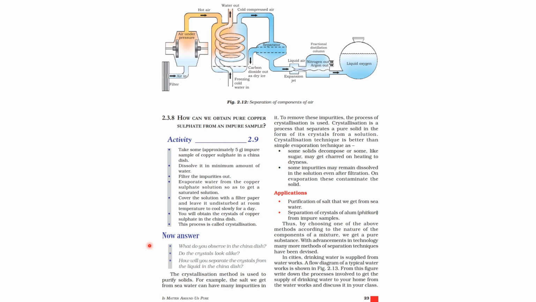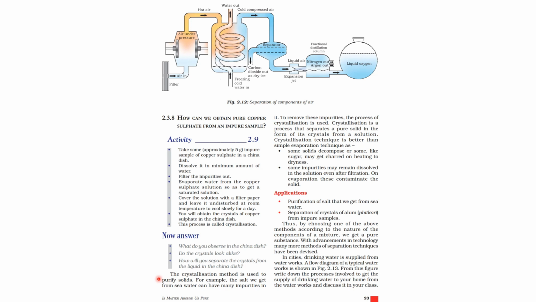Let us conclude. A hot and concentrated solution of any pure substance forms crystals on cooling gradually. The result: pure crystals of copper sulfate are separated from the mother liquor. These crystals are then dried between the folds of a filter paper or on a porous plate. The crystallization method is used to purify solids.